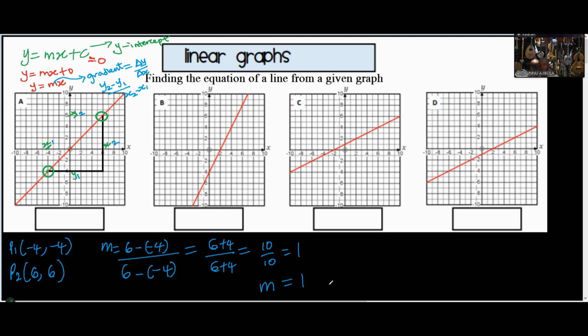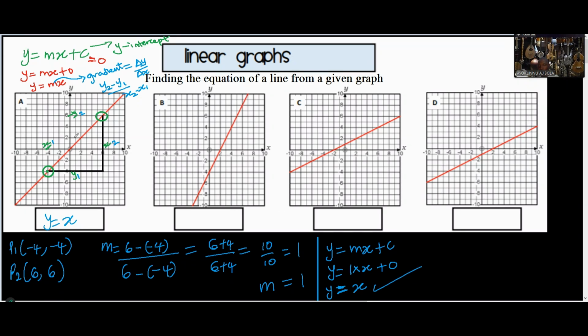Is that clear? Since our gradient is 1, we'll slot 1 into the equation we have. Intercept is 0, gradient is 1. So y equals mx plus c. When the intercept is 0 and m is 1, then we have y equals 1 times x plus 0. So y equals, what is 1 times x? X. Now 0 is 0. So this is the equation of this first line. Y equals x. That is, whatever y is, that is what x will be.